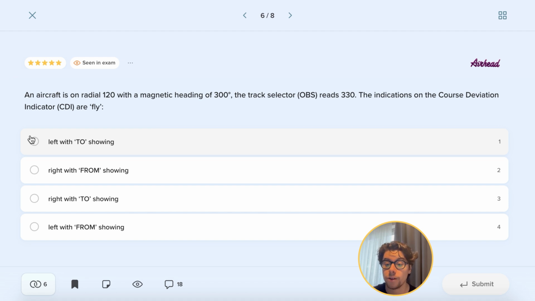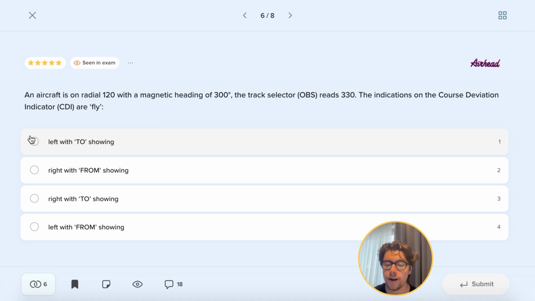However, if the track selector reads 330, that means that our selected radial will again be the reciprocal, which in this case is 150. So now, since we are on radial 120 and we should be on radial 150 in order to have radial 330 after passing over the VOR, we of course need to fly to the left, because radial 120 is to the right of radial 150.